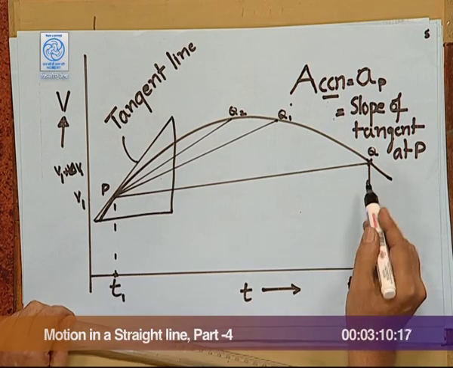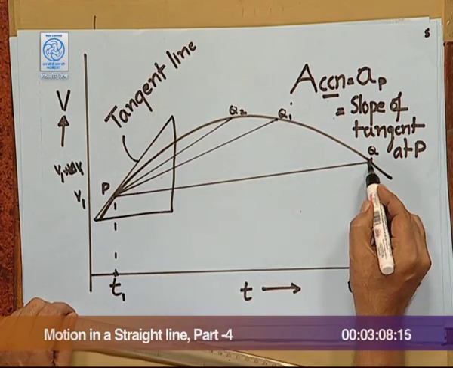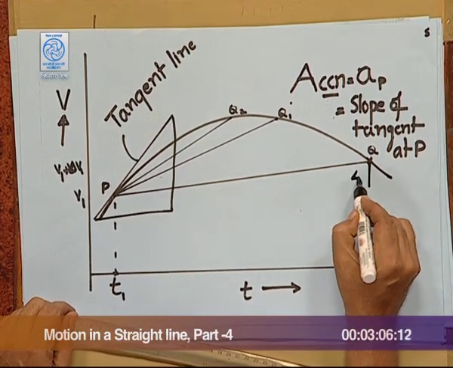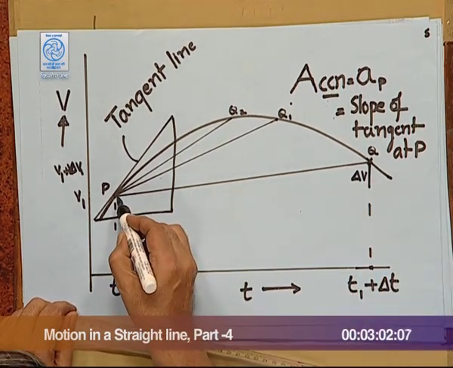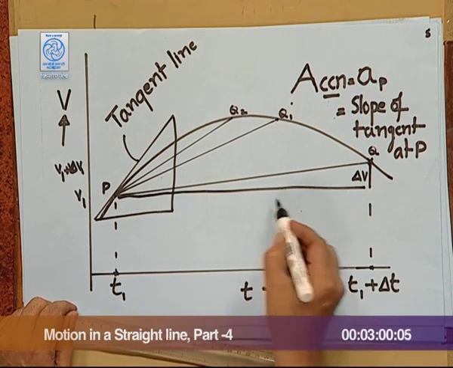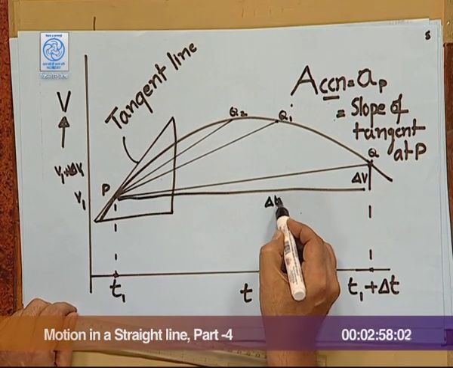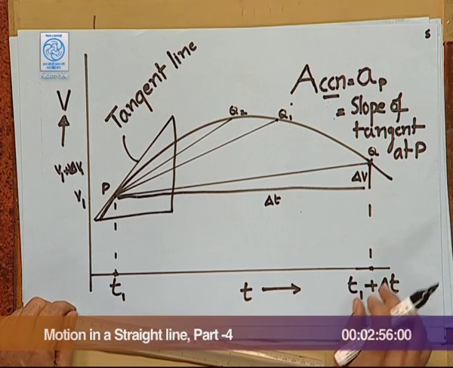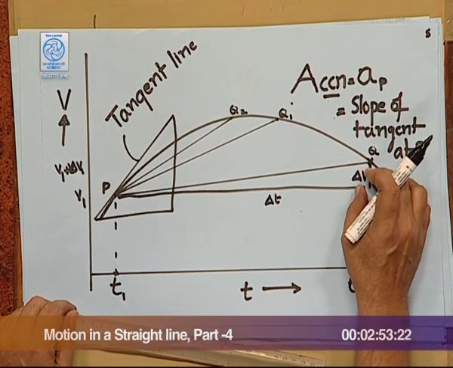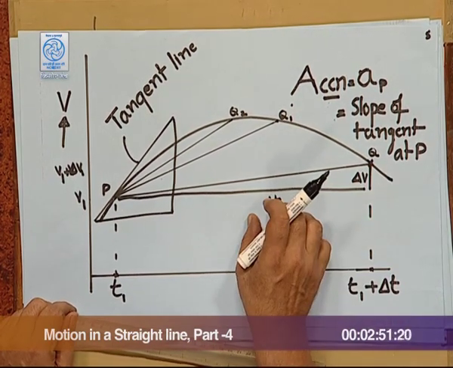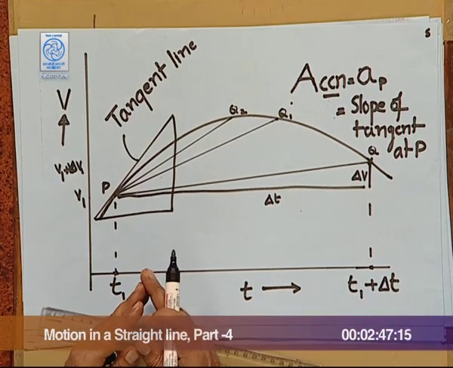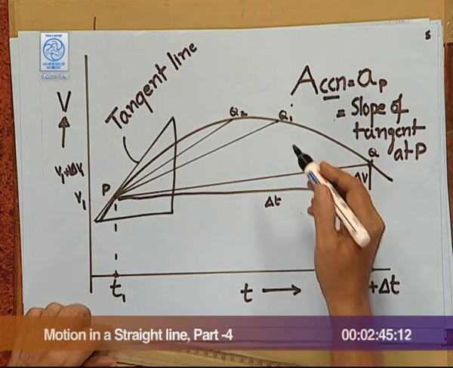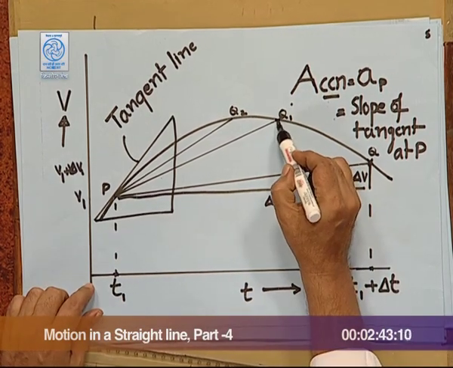The average acceleration here is indicated by this delta v, corresponding to the height of this triangle, and this base, which is delta t. The average acceleration for this small interval of time is delta v by delta t. You make this smaller and smaller, the time gap is made smaller and smaller. Let us look at this point Q1.